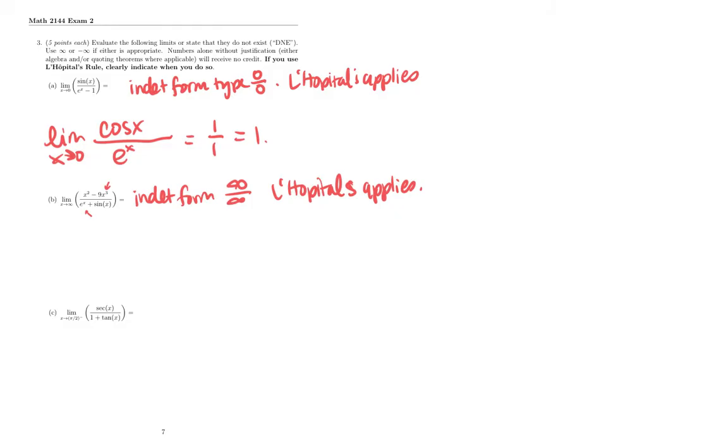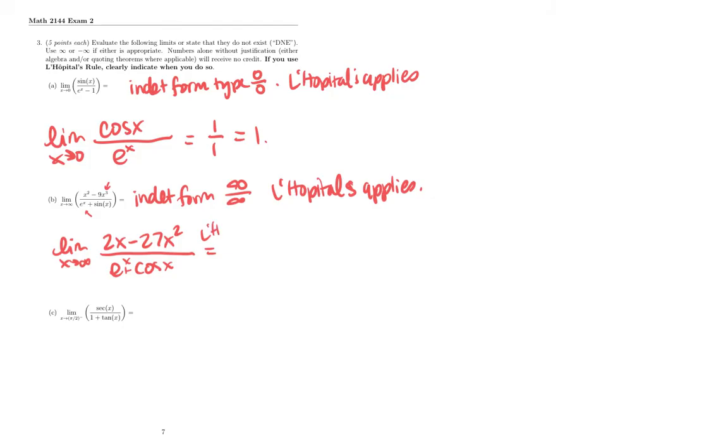here. And so I can take the limit as x goes to infinity of, I'll have 2x minus 27x squared over e to the x plus cosine x. And so then as x goes to infinity, I have the same issue. I still have an infinity over infinity indeterminate form. So I can apply L'Hopital's again.